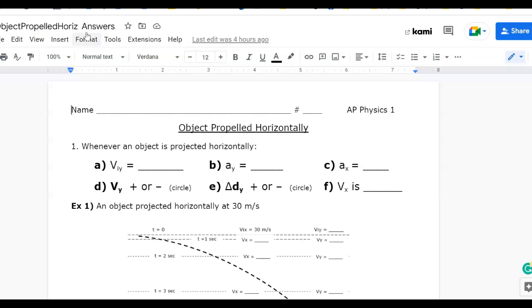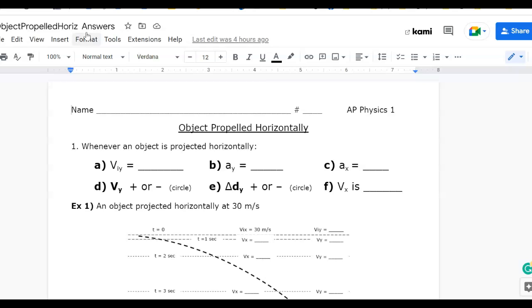Let's go over it again because it's brand new. What is an object projected horizontally? This is not an object projected horizontally, nor is this. But in basketball, they call it the chest pass. Chest pass, right? Boy, that was not horizontal. So you're neither throwing it up nor down. Let's see what's true.